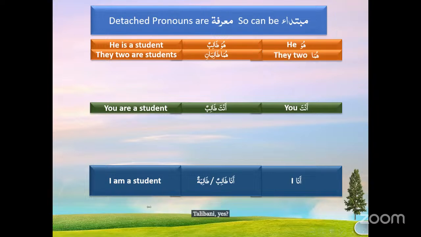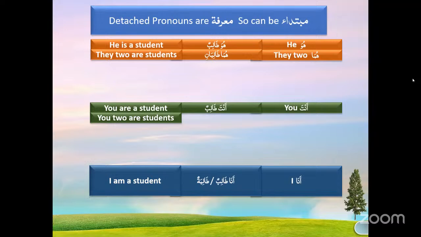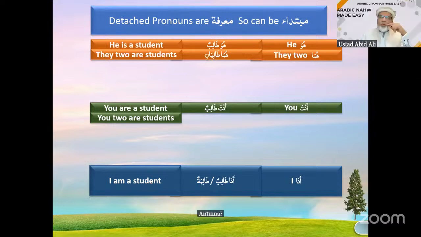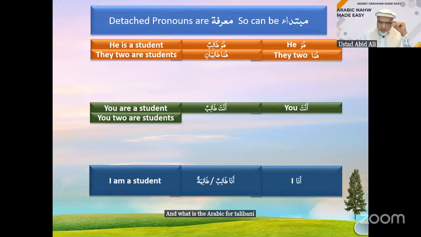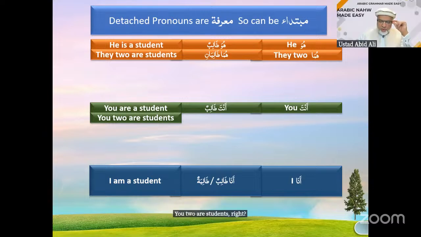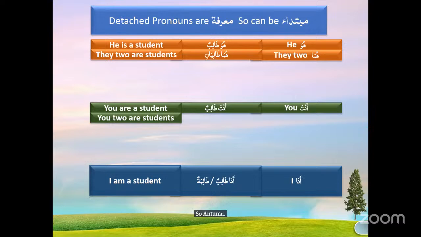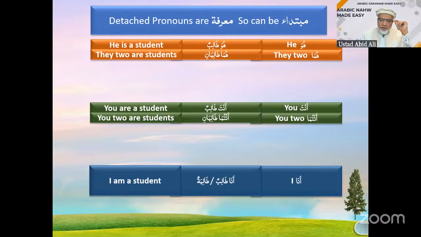Sister Unaiza, the next one is you two are male students. Antuma. Yes, antuma. And what is the Arabic for students, two? You two are students. So antuma talibani. Okay, good. And antuma is the male version. Thank you.